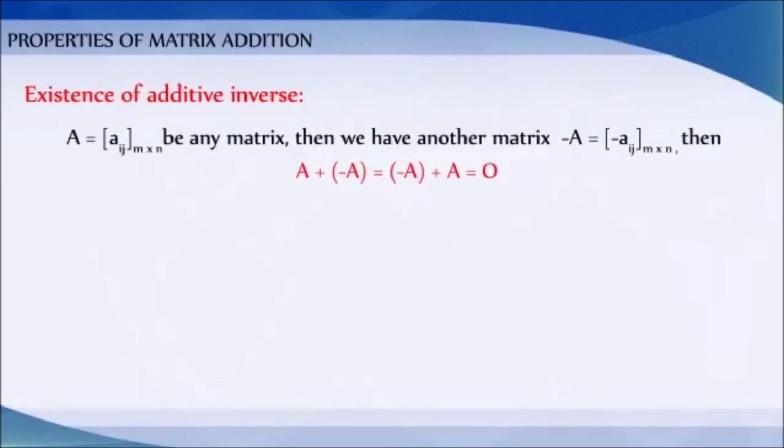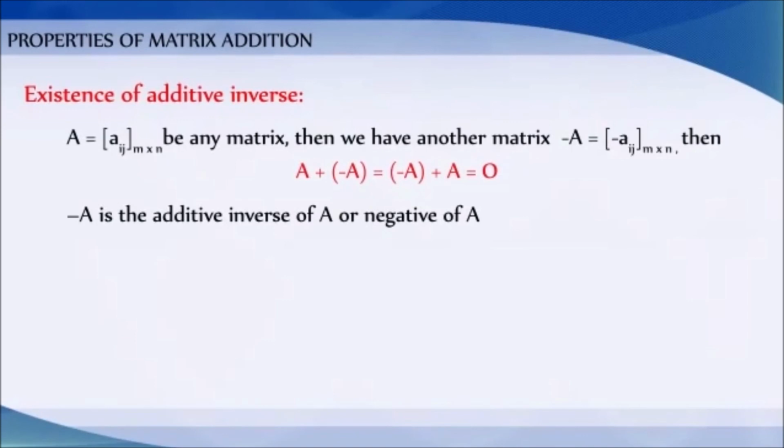The existence of additive inverse. Let A is equal to Aij of order m by n. Then we have another matrix minus A, which is equal to minus Aij of order m by n, such that A plus minus A is equal to minus A plus A, which is equal to the zero matrix. So, minus A is the additive inverse of A or negative of A.